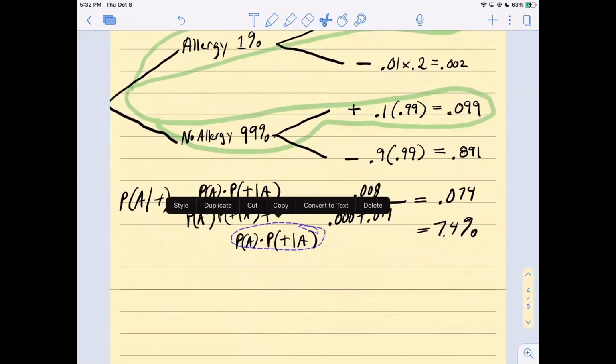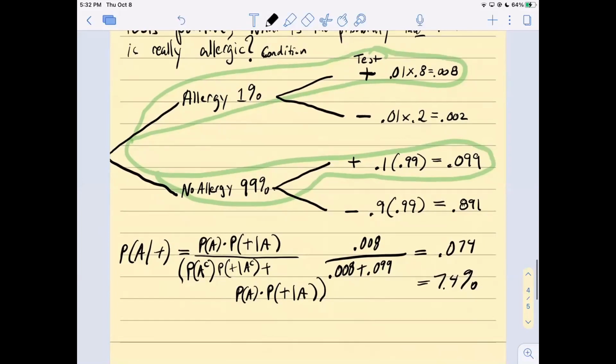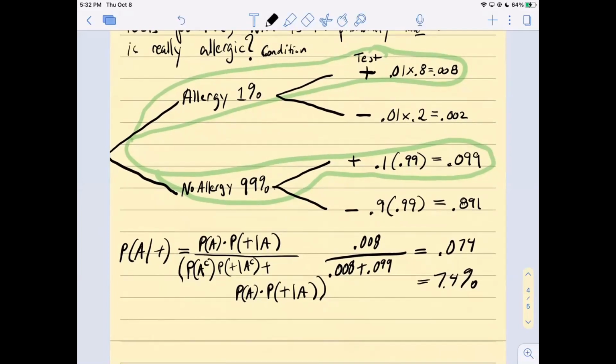So that's a little bit messy, but the denominator is this kind of big expression. But all it is, is the sum of the two green branches as the denominator, and the numerator is the branch where you tested positive and you had an allergy. I'm a little bit confused about the last step. So I was able to get to 1.07%, which is just the denominator. And I just don't understand why it's the 0.008 over that.